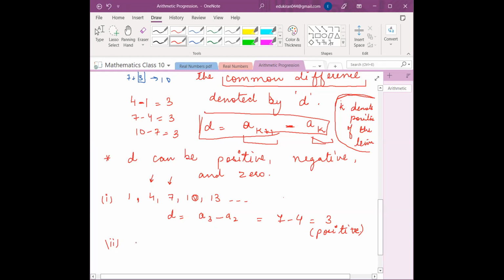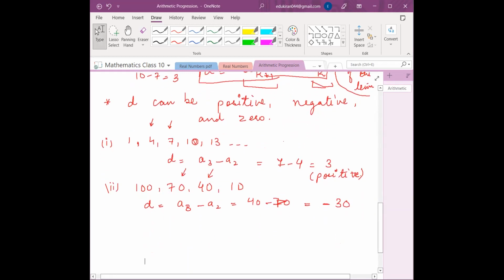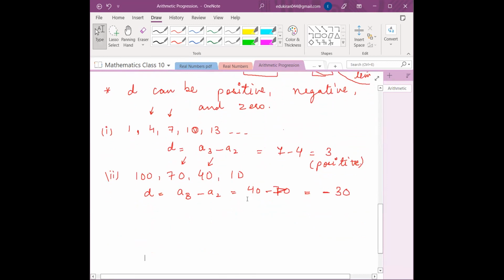Now, an example of an AP where you have a negative D can be this, which I gave you earlier: 70, then 40, then 10. So how will you find D? You take any term. Again, let's take A3 minus A2. So A3 is this and A2 is this. 40 minus 70, you will get minus 30. Fine. But by your own will, you cannot do 70 minus 40. You will always do A3 minus A2, not A2 minus A3. Got the point? So in this case, you are getting a negative common difference. So this is an example of an arithmetic progression with a negative common difference.